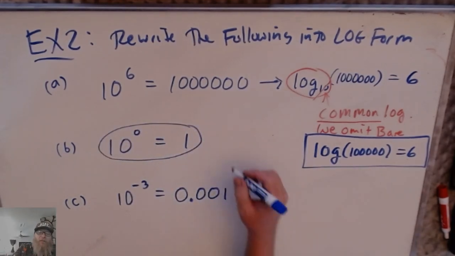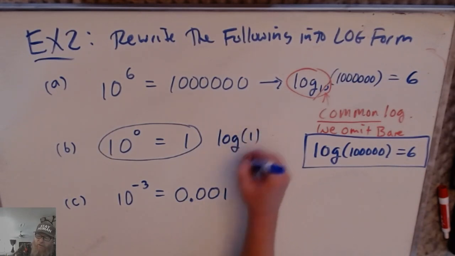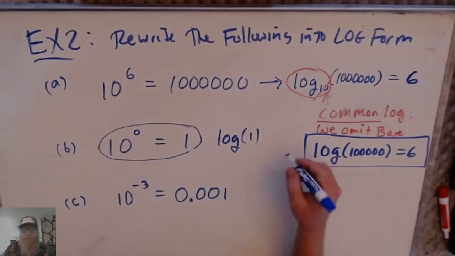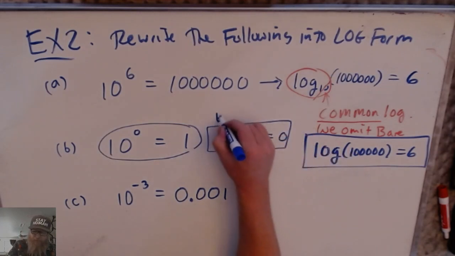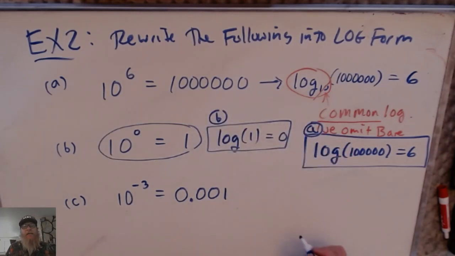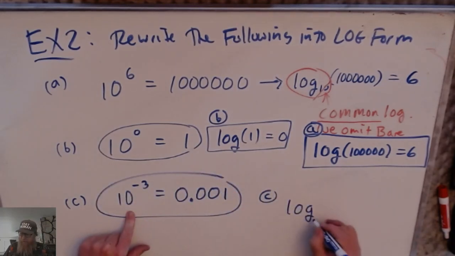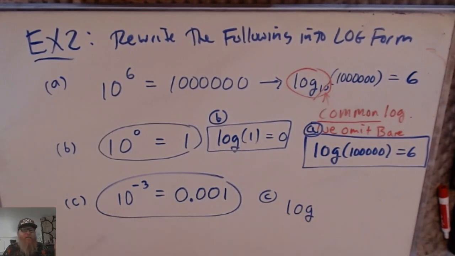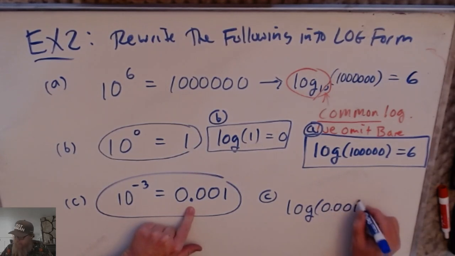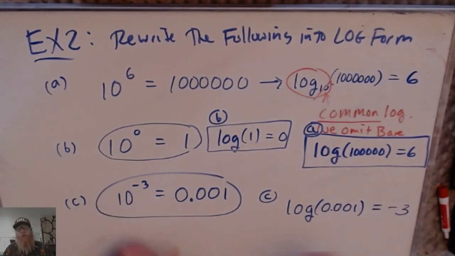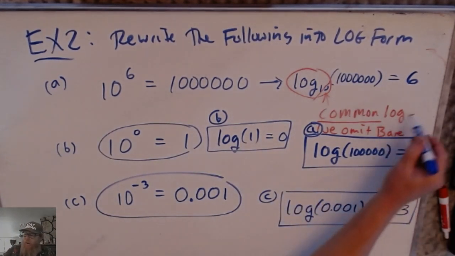10 to the 0. Let's just use the common log notation so we don't have to write the 10. We say log of the argument 1 is equal to the exponent 0. So this is for B, this is for A. For C, we've got log. You don't have to write the base. I know it's 10. In all of these, it's 10. Make sure you put the argument inside the parentheses, and then that equals the exponent of -3.